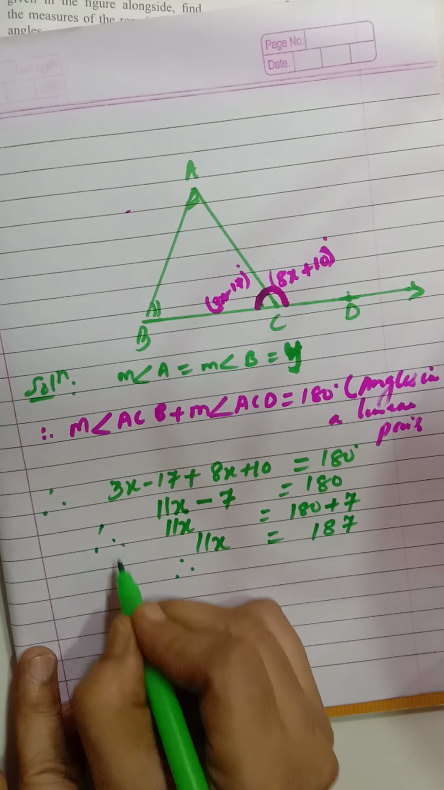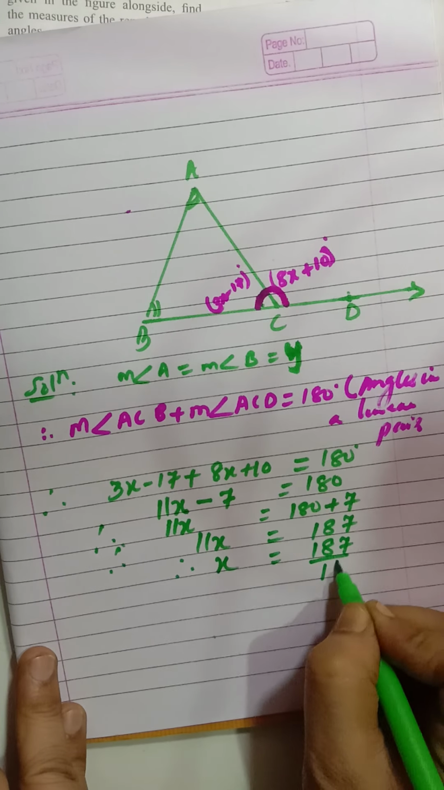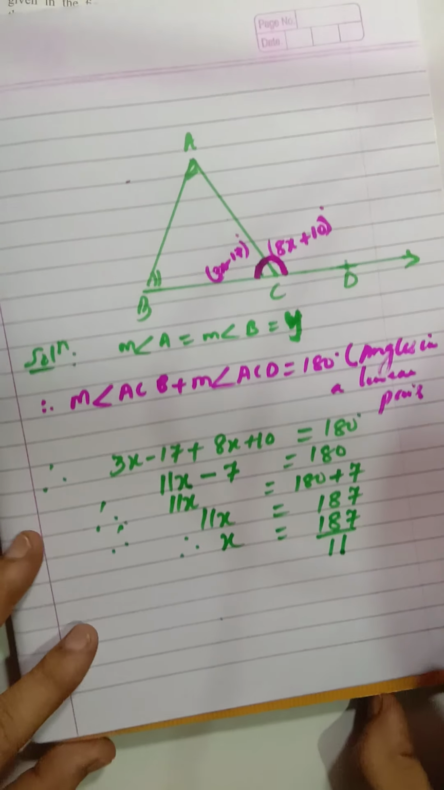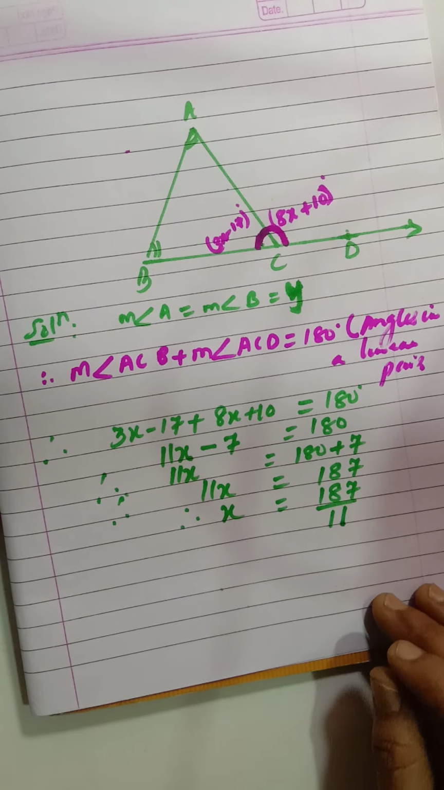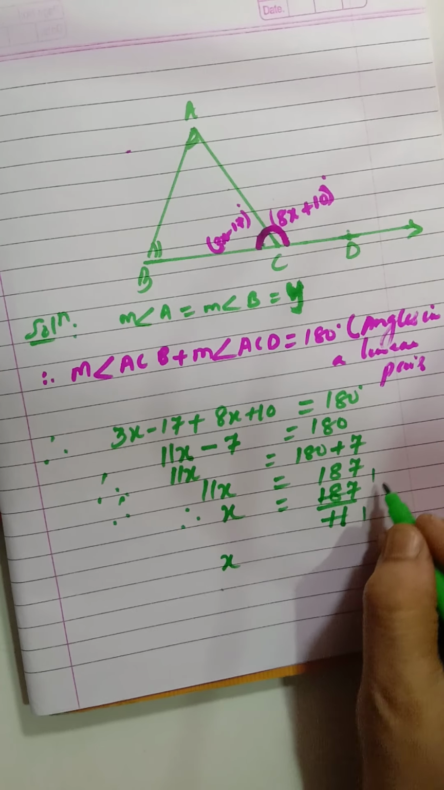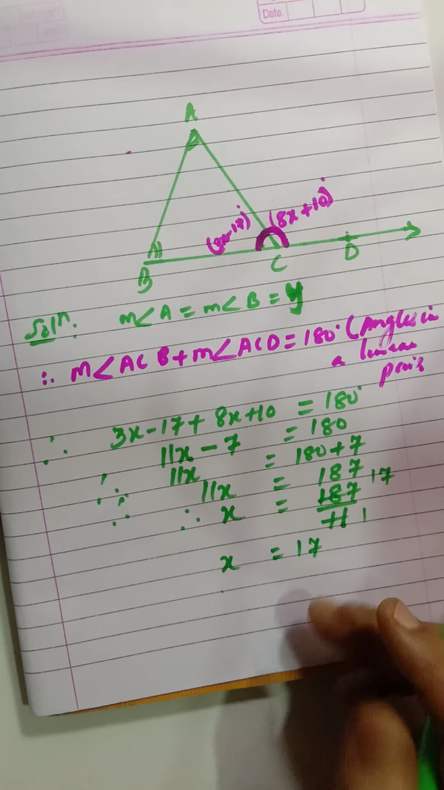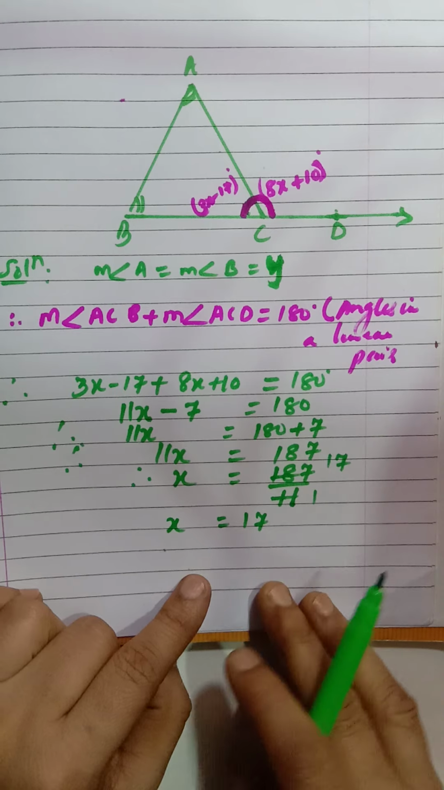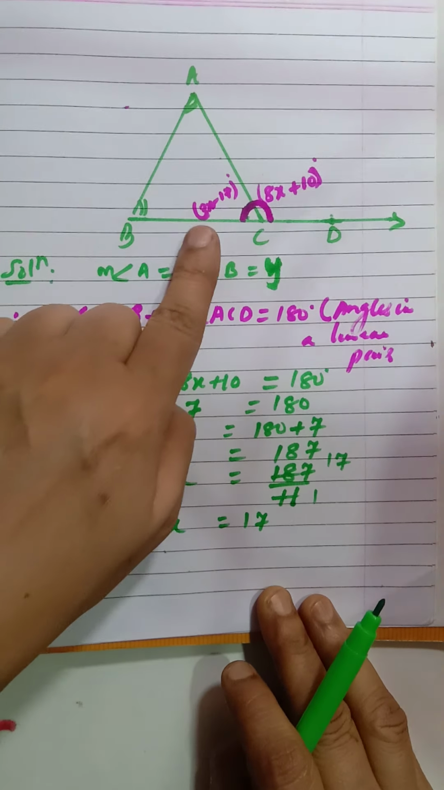Therefore x is equal to 187 upon 11. It will be nothing but 11 ones are 11, 11 17s are 187. So x is equal to 17. Now see, children, we have got the value of x, that is 17. Now we need to substitute this value in the expressions.